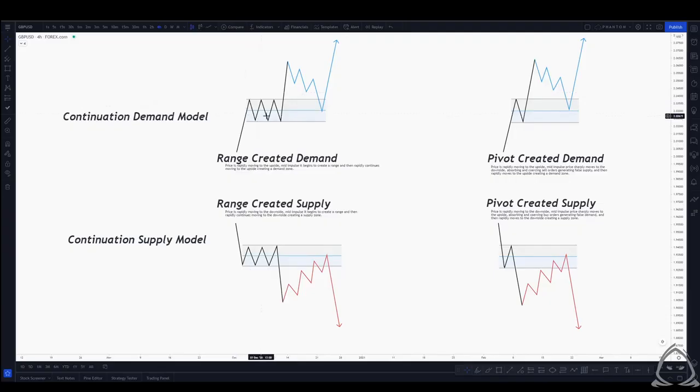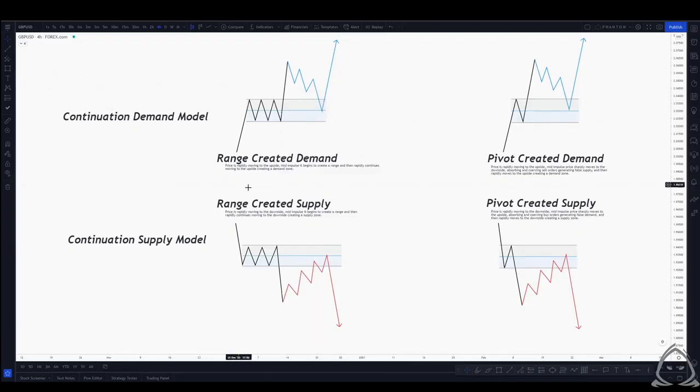We would see that range being created, that sideways price action. We would then see price expand out of that range rapidly. And again, we're not trying to trade the break of that range, but instead we're waiting for price to return back into that range, that demand zone, to look for our entries.